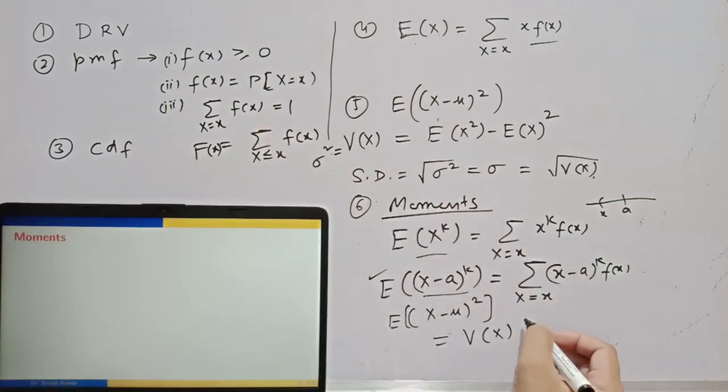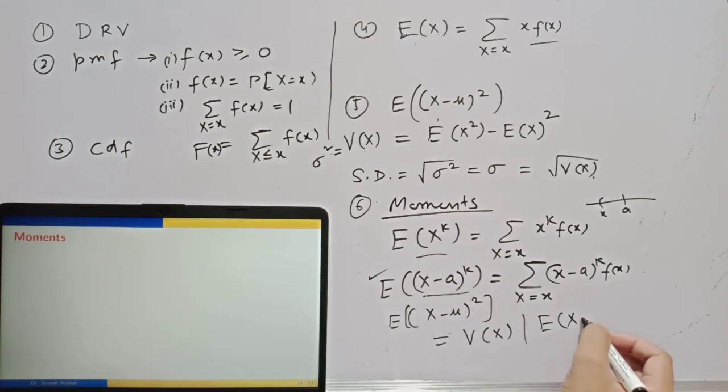By the way, what is the first moment of x about the mean? You can calculate it: expectation of x minus mu. Mu is a constant, and expectation of x is again mu. So mu minus mu, what do you get? Zero. The first moment of x about its mean is zero. The second moment is variance. So you can make a note of these points.